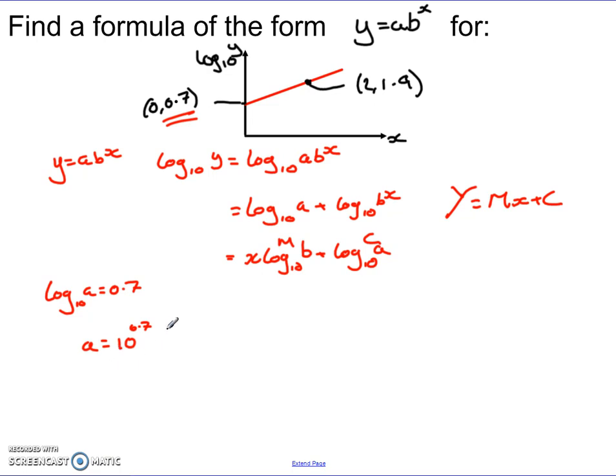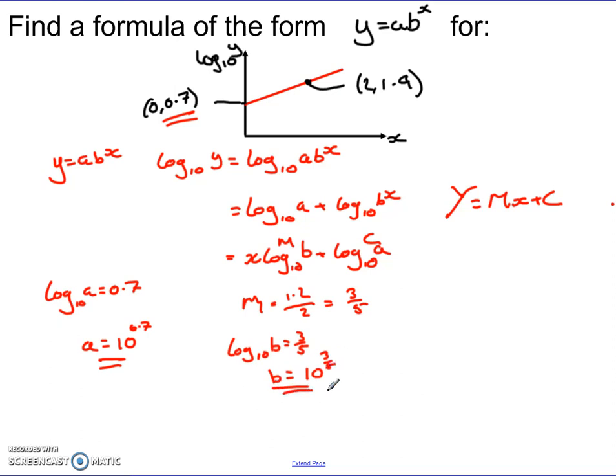Now, at this point, I'm just going to leave it. I want a formula in the form of ab to the x. This will get simplified later on when I combine it all. What I can now do is use the gradient part to get my log to the base 10 of b. Now I know the formula for the gradient, y2 minus y1 over x2 minus x1, and I can use the 2 points to get it. So y2 minus y1 is 1.2 over x2 minus x1, that's over 2. Now that's the equivalent of taking that and making it 12 over 20, which then simplifies down to 3/5. So I then know log to the base 10 of b equals 3/5. b equals 10 to the power of 3/5.